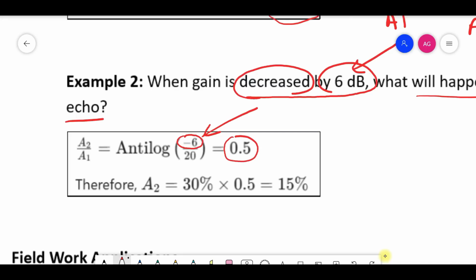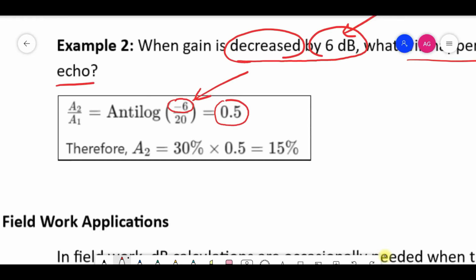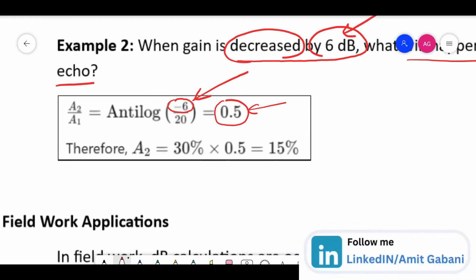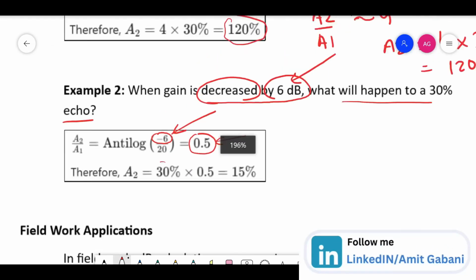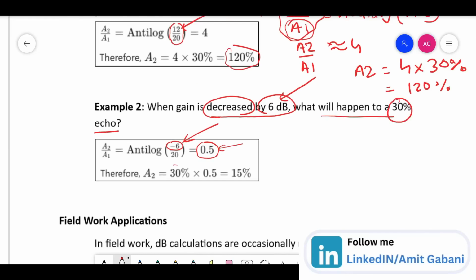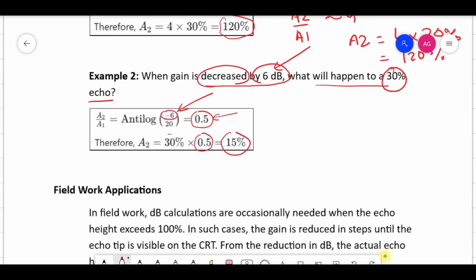Whatever calculation I do here, you can also do with a calculator, and then you will get an idea. So A2/A1 is 0.5, which means the echo will be halved. The height of the echo was 30% before, and after minus 6 dB the answer is 15%. We know that if the gain goes down by 6 dB, the height of the echo becomes half.